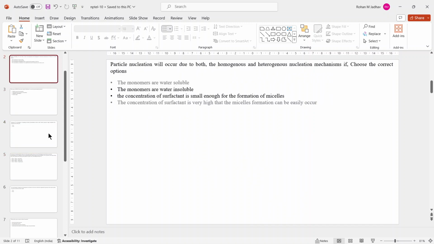The first one was that particle nucleation will occur due to both the homogeneous and heterogeneous nucleation mechanisms if, choose the correct answer. What happens in homogeneous and heterogeneous nucleation processes is that monomers should be water soluble. Only then can the nucleation process proceed. So in the four options, you can see that the first one is the correct answer, but we have to see the other options also.